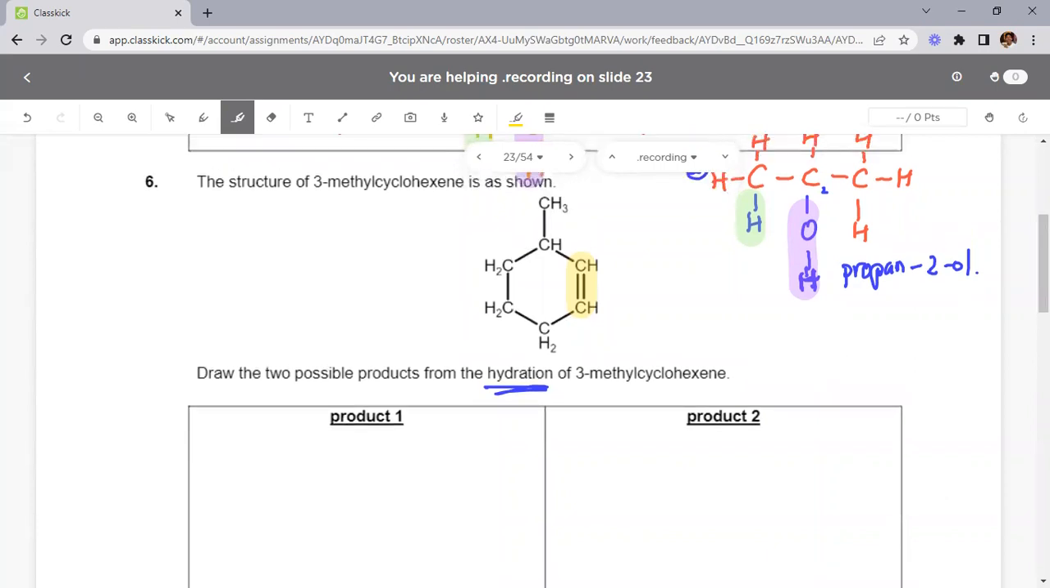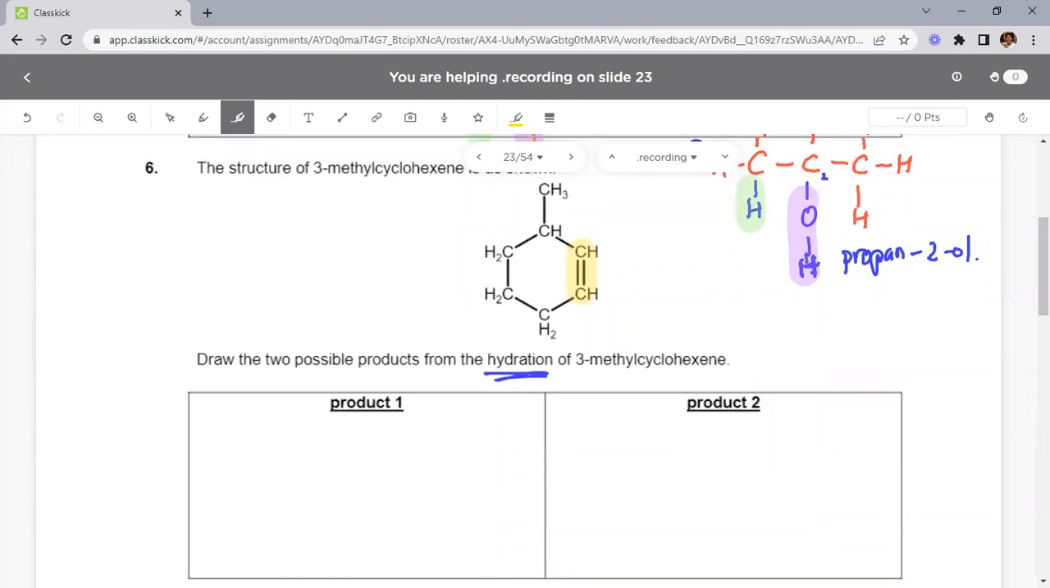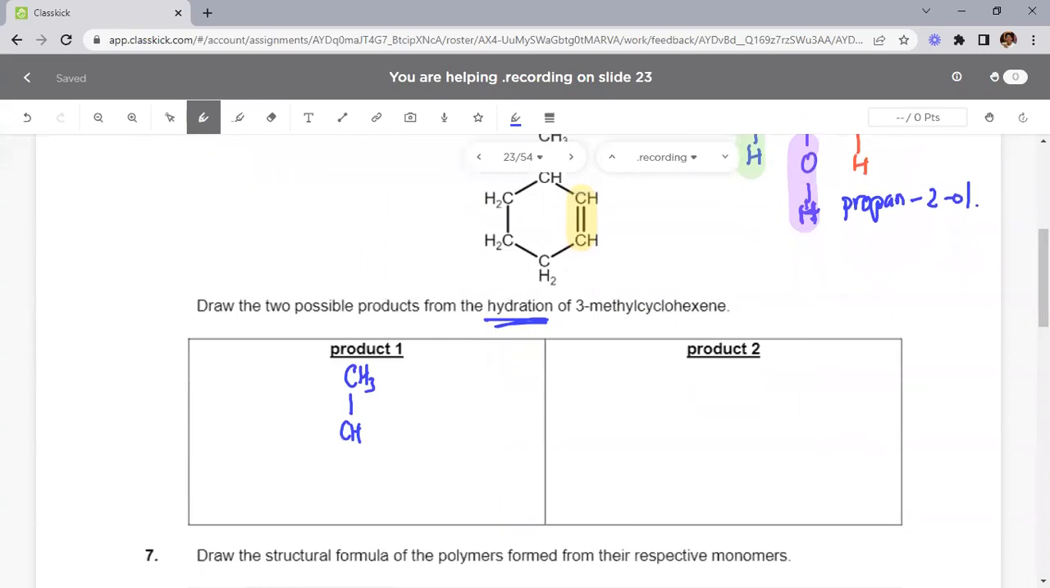As I mentioned, your focus is just on the C double bond C. The rest of the molecule you can actually just ignore. Hence, I'm just going to redraw the whole molecule out again. So CH3 attached to a CH. Then you can see this is like a hexagon here. So CH2, and I'm going to draw exactly the same as it is. CH2, CH2, CH2, CH, single bond, CH, single bond. Because you know that after you have hydrated it, the double bond will break. So that's why I got my single bond here.